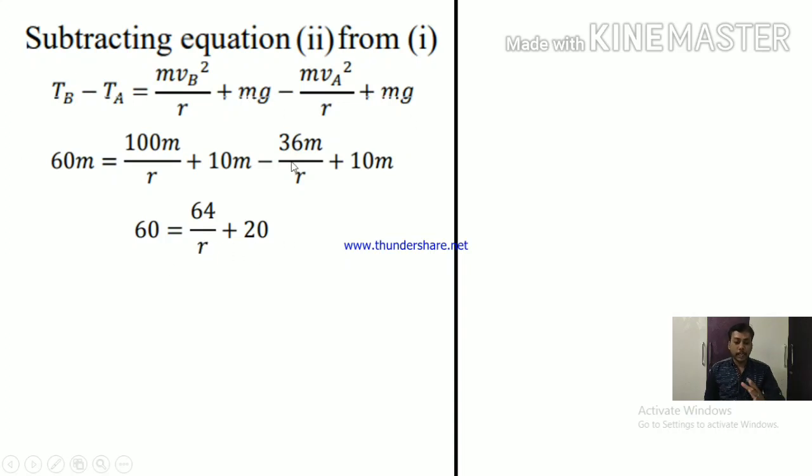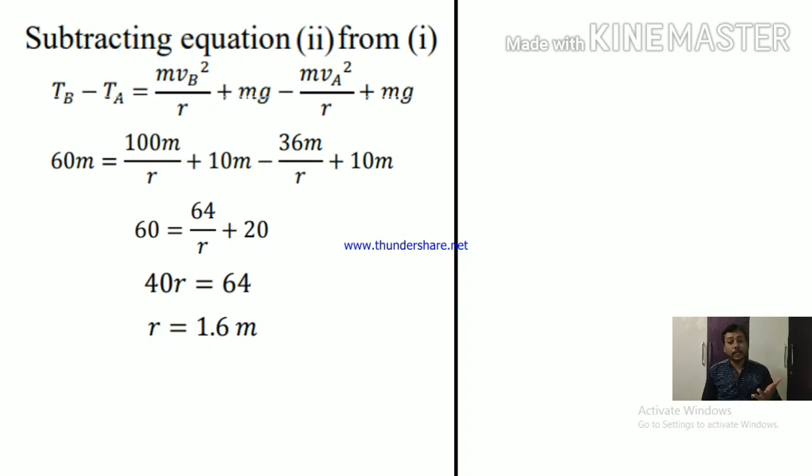If we solve it, take m common, it cancels. So 64 upon r, 100 minus 36 is 64, 10 plus 10 is 20, and this 60, m is cancelled. So 60 is equal to 64 upon r plus 20. From this 40r is equal to 64 and we get r is equal to 1.6 meter. So this r is equal to 1.6 meter.